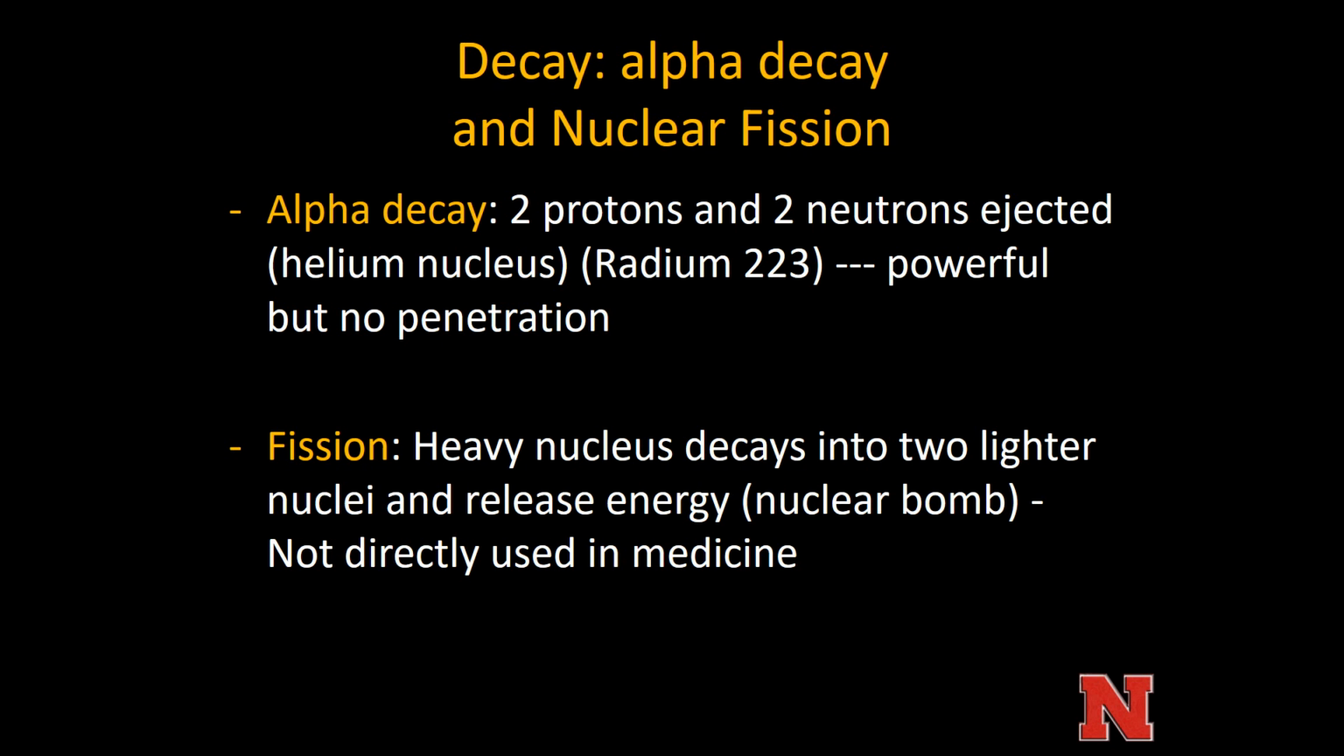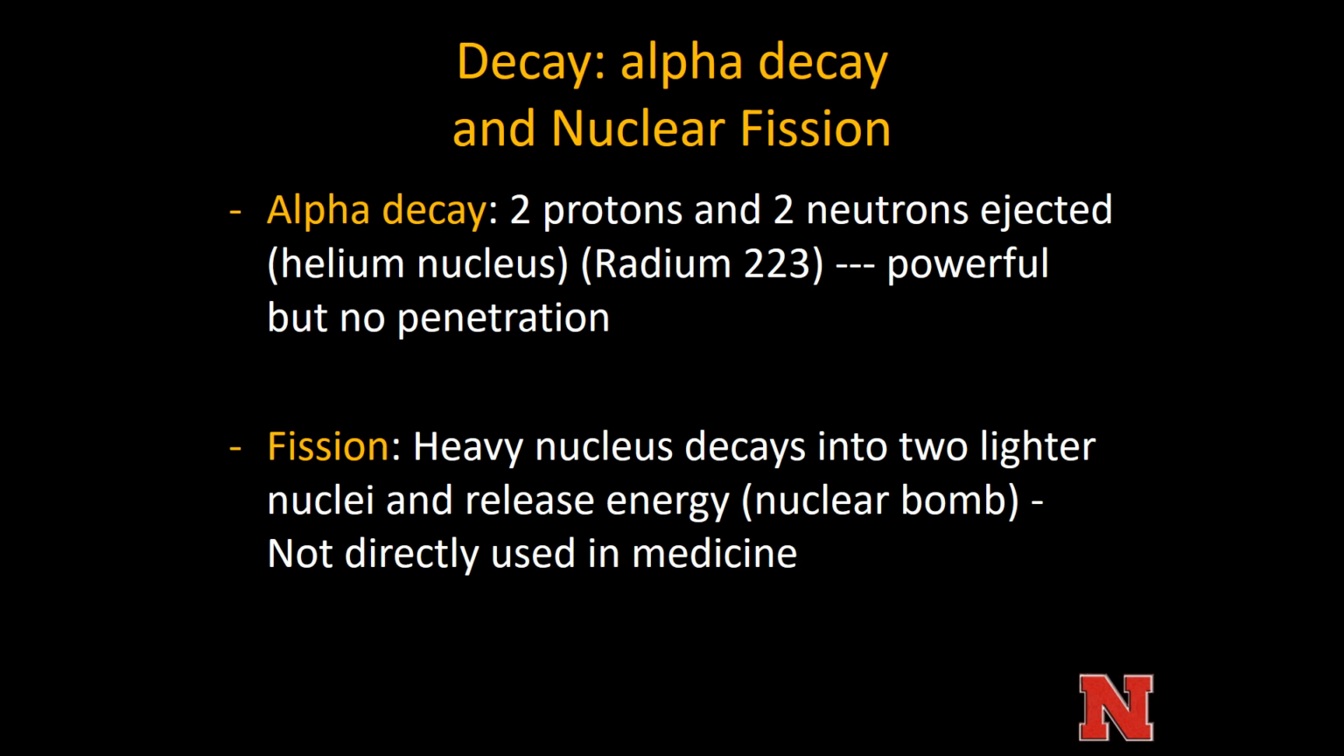The final form of decay isn't real common: alpha decay and nuclear fission. So alpha decay is where two protons and two neutrons are just ejected out of a nucleus. So a helium nucleus is released from an unstable nucleus. The main example I have from medicine where this occurs is in radium-223. This is a treatment, trade name Xofigo.